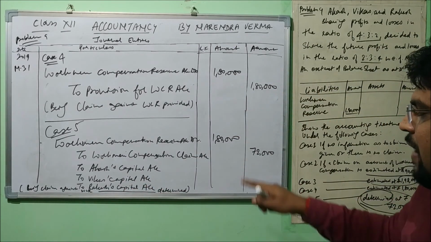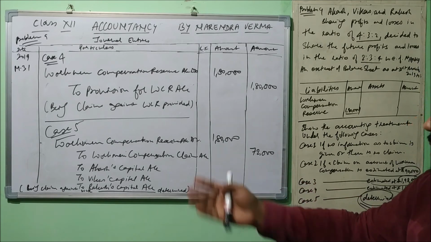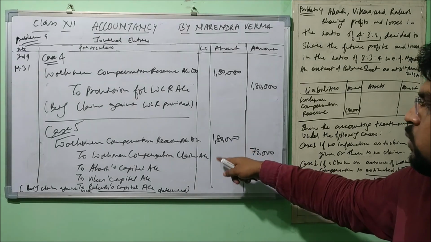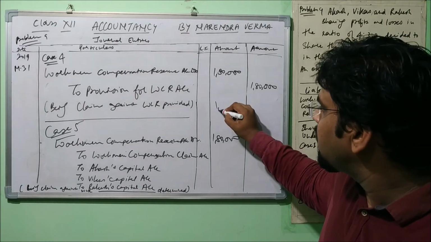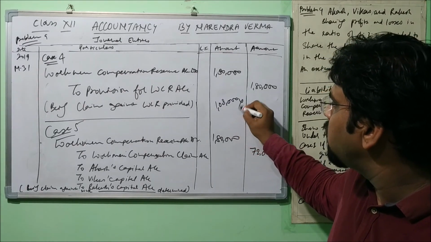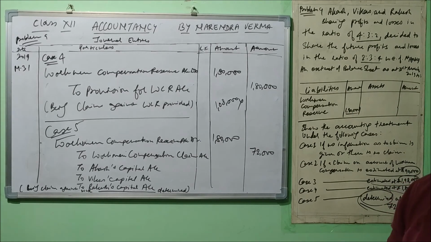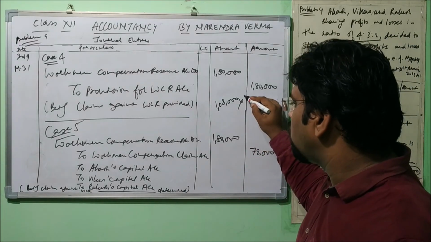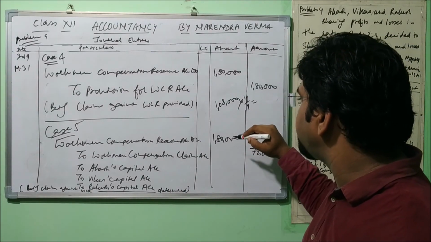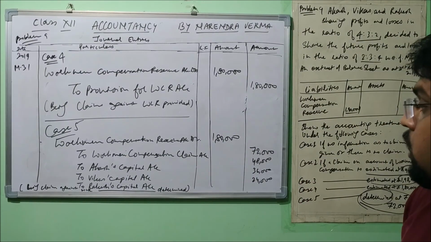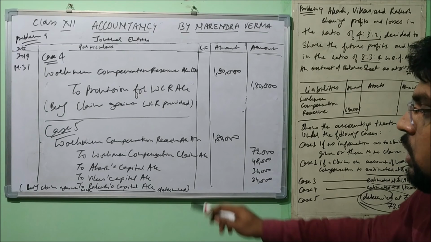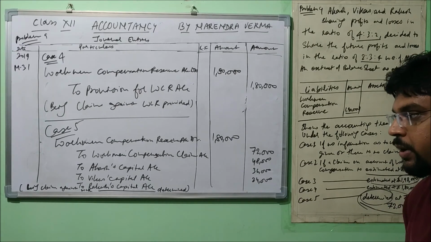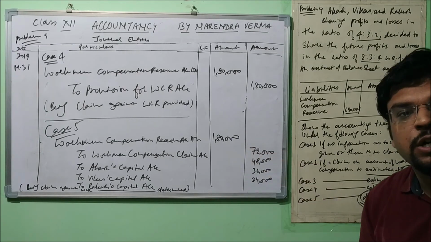Fine. Now we will have to divide the remaining amount among the partners. So out of this 1,80,000, if we remove 72,000, how much is left? 1,08,000. So this 1,08,000 will be divided among the 3 partners. For Akash it is 4 by 9. So here you can see for Akash it is 48,000, for Vikas it is 36,000, and for Rakesh it is 24,000. Okay. In that way the entry will be passed.